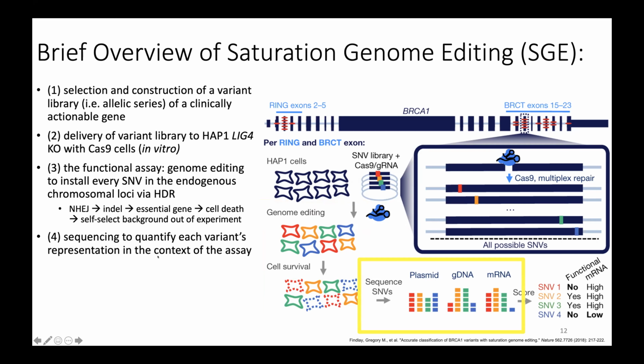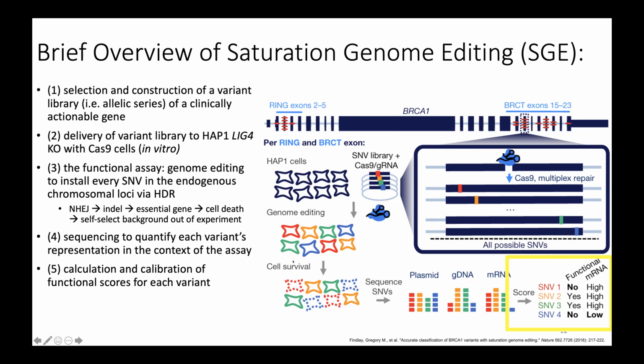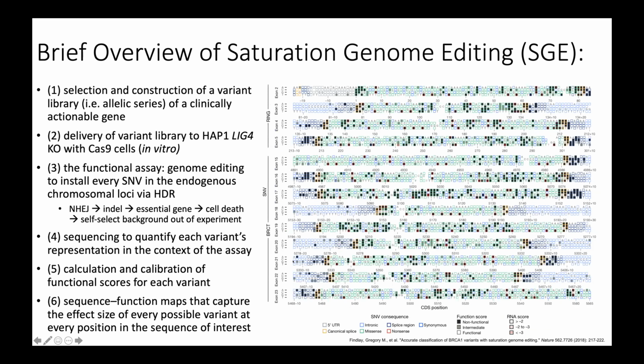We're then going to take the remaining cells that survive, and we're going to harvest and sequence them. And we're going to quantify the variant representation at early time points and later time points in the context of this assay. We're then going to calculate a functional score, and then we're going to take these functional scores and map them. And you're going to get these beautiful sequence function maps.